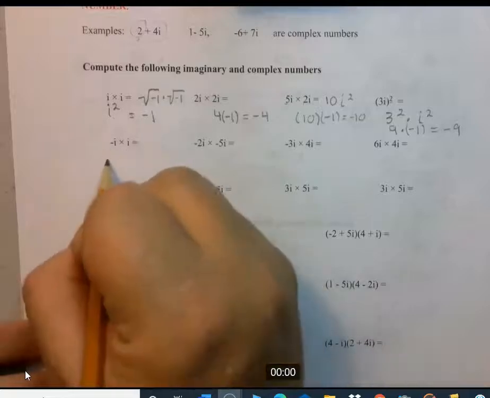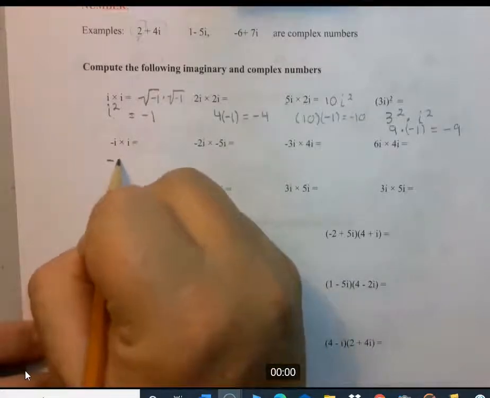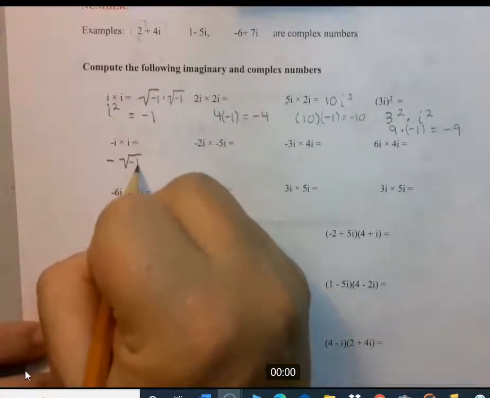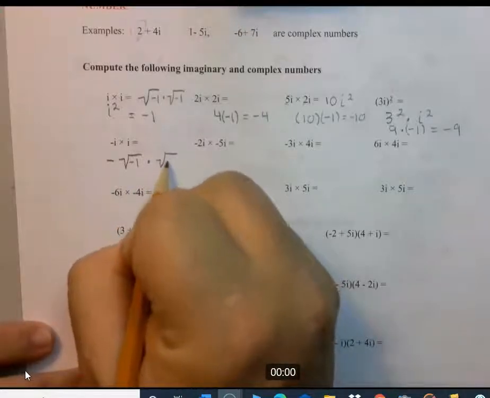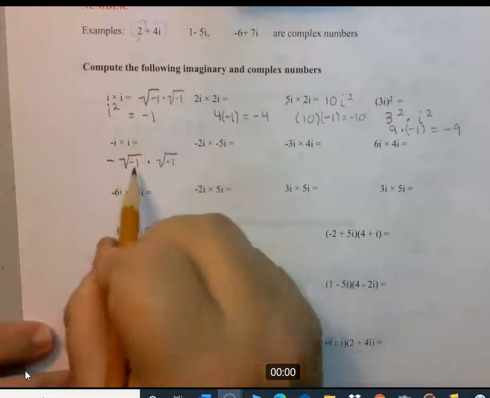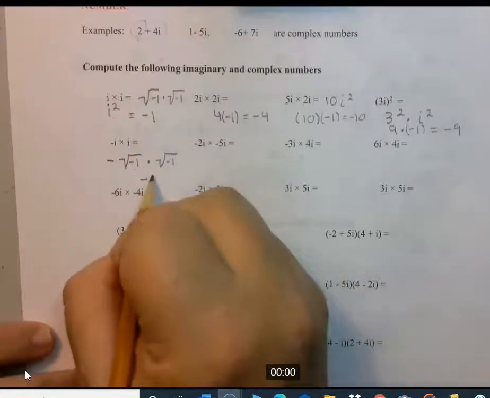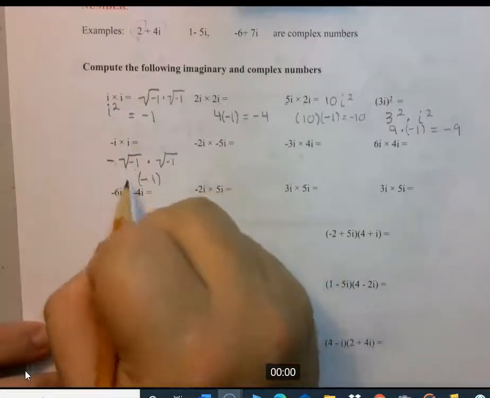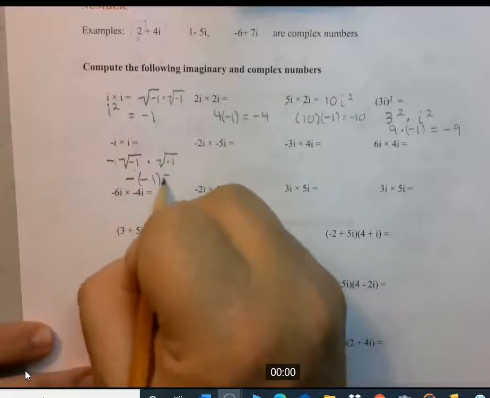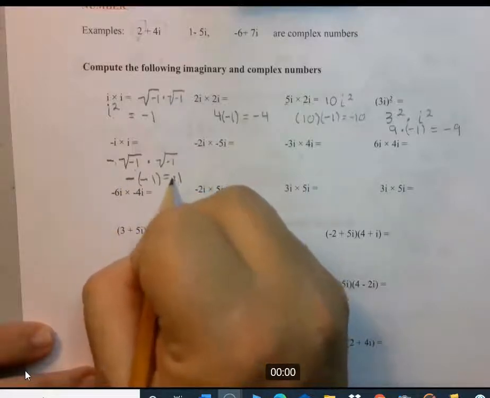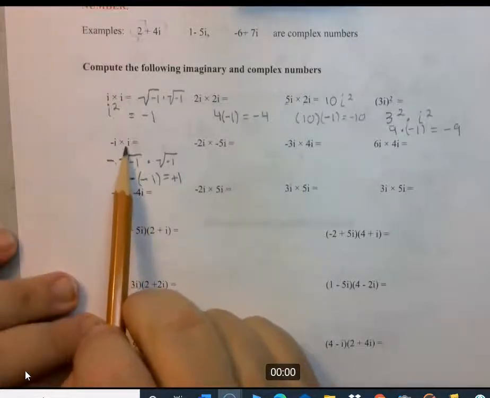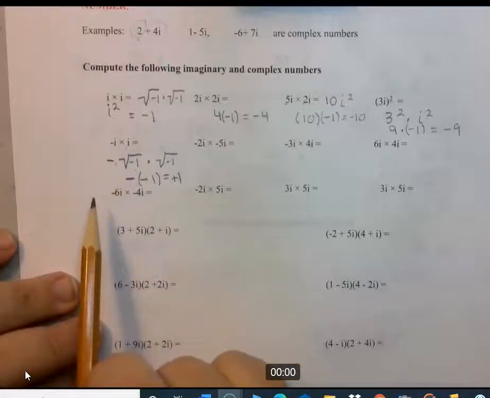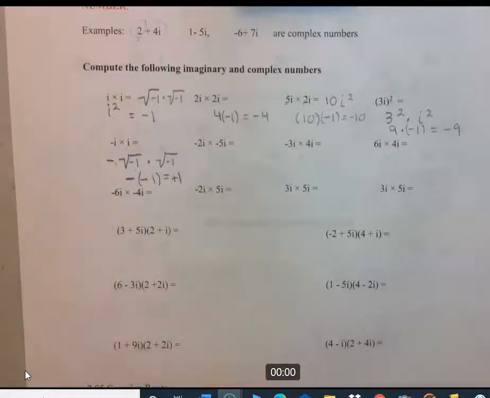Okay, so this one right here, let's write it out as a square root of -1. It's negative square root of -1 times square root of -1. So square root of -1 times square root of -1 is going to give you -1. And then you're negating one of those, one of those is a negative. That's going to turn it into +1. I'll even put a little plus sign in to emphasize that. It's +1. So again, a negative times a positive is a negative, but the i times the i is a -1, so that turns it into a +1.